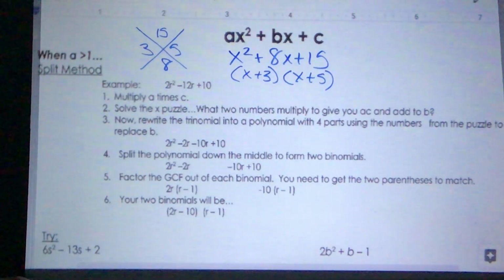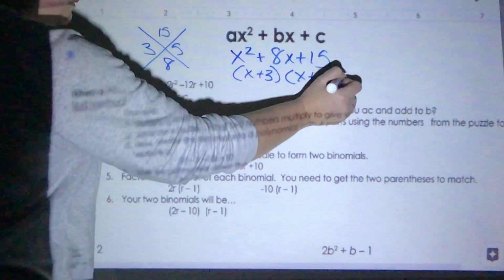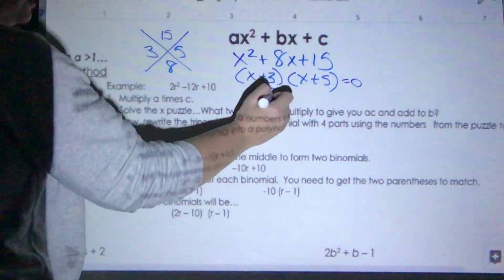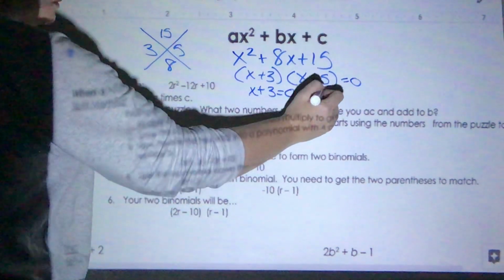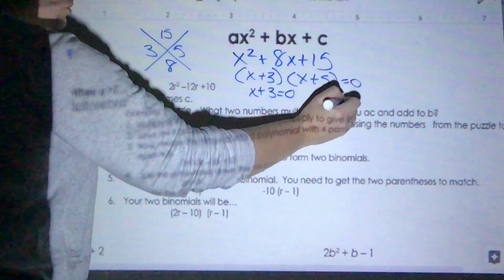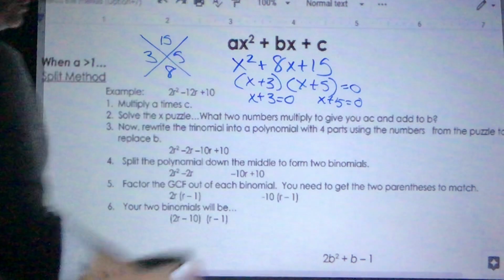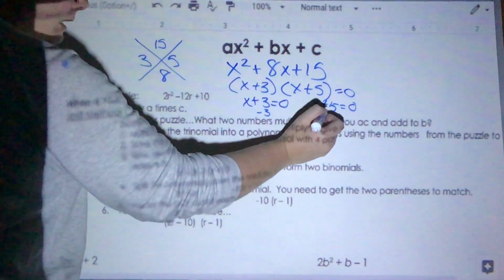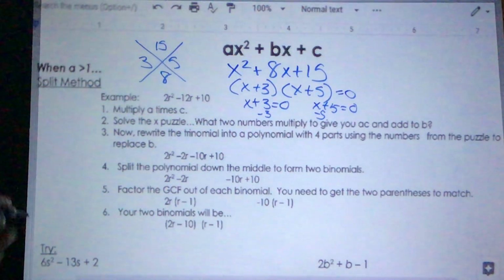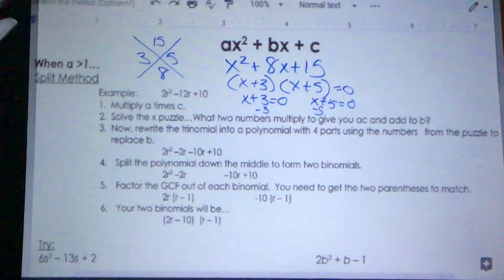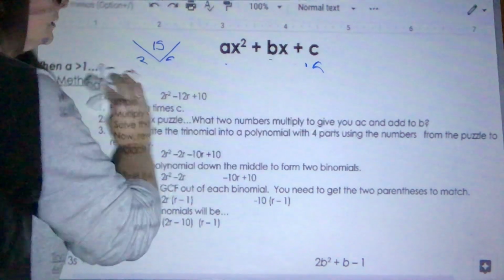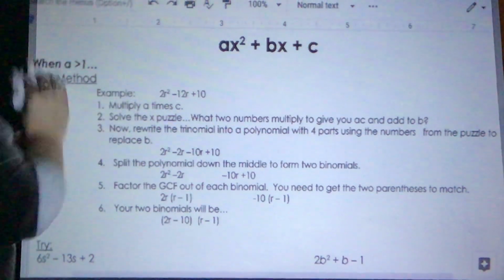If you then needed to solve it, you could make this equal 0 and then write each separate factor equal to 0, and solve to get the two solutions, roots, or zeros, which in this case would be -3 and -5. So today we're going to go over what you do when you have an A that is not 1. It's a little trickier, but you can do it.